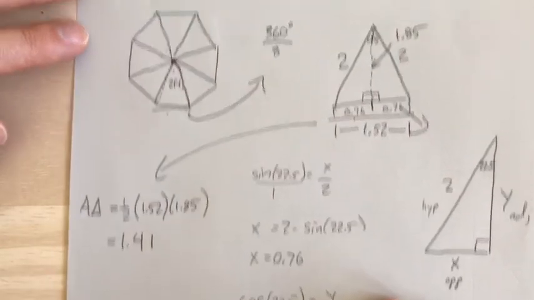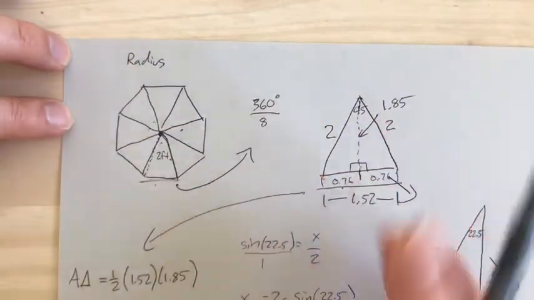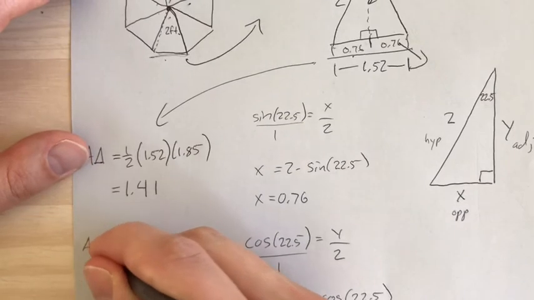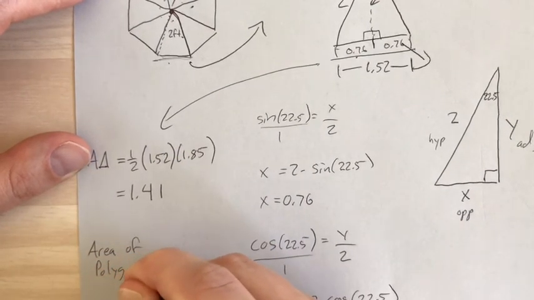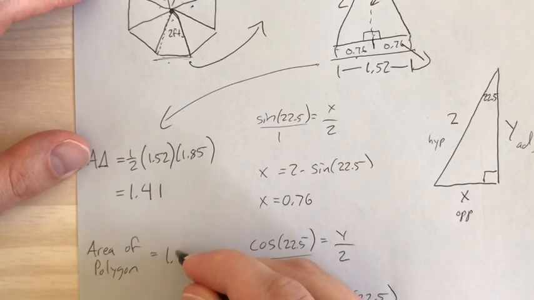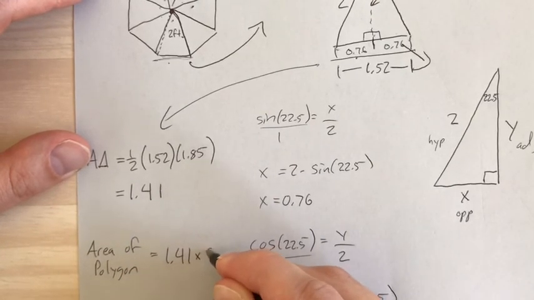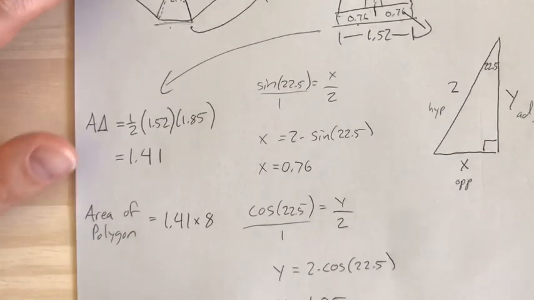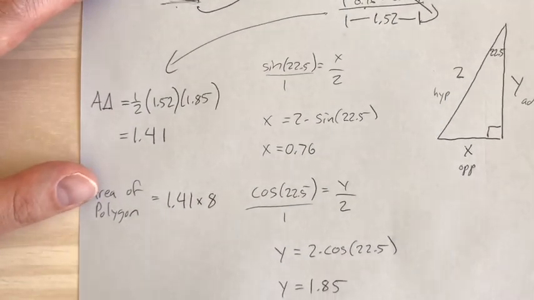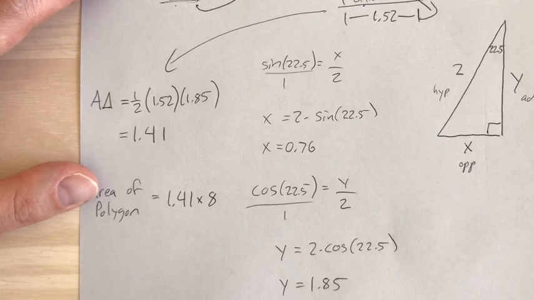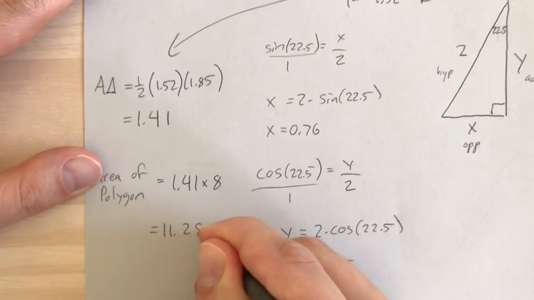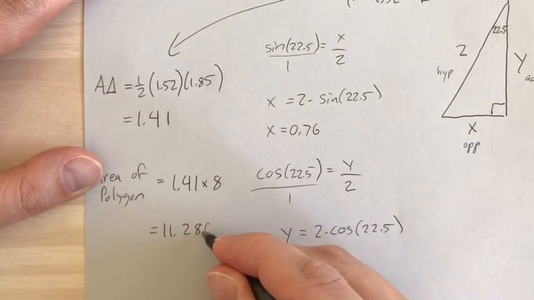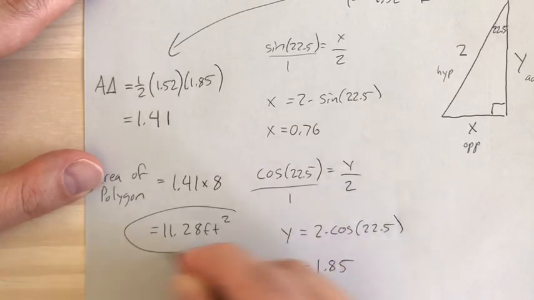But as you, again, probably assumed, there are 8 of them. So to get the area of the polygon, I am going to have to take the area of one of the triangles and multiply it by 8, because there are 8 triangles there. Because again, 8 sides to a polygon, or 8 sides to an octagon. So 1.41 times 8 is going to give my final answer of 11.28. And in this case, the unit is in terms of feet, so I'm going to write feet squared for my final answer.